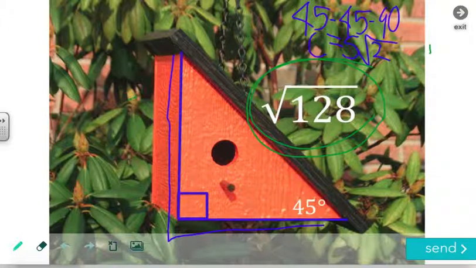Guys, make sure that I'm looking at some of your answers. Make sure that we're simplifying all the way down. I'm seeing a lot of perfect squares still in your answers that you can simplify.